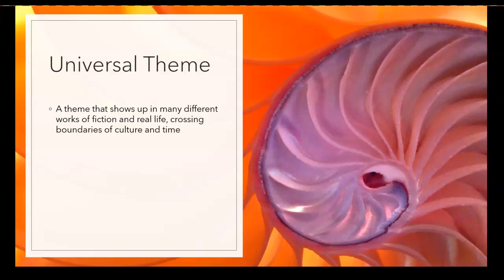We're going to define universal themes first. A universal theme is a theme that shows up in many different cultures, books of fiction, and in real life, crossing the boundaries of culture and time. It's something we see over and over again, and it can unite literatures and people who otherwise don't share a lot of cultural assumptions or time and place assumptions. It's very useful to look for these in literature because they're usually there.